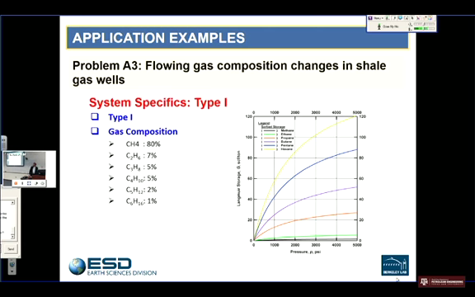A3, this is a different one. I'm almost out of time. This is a situation which Tom has already described.